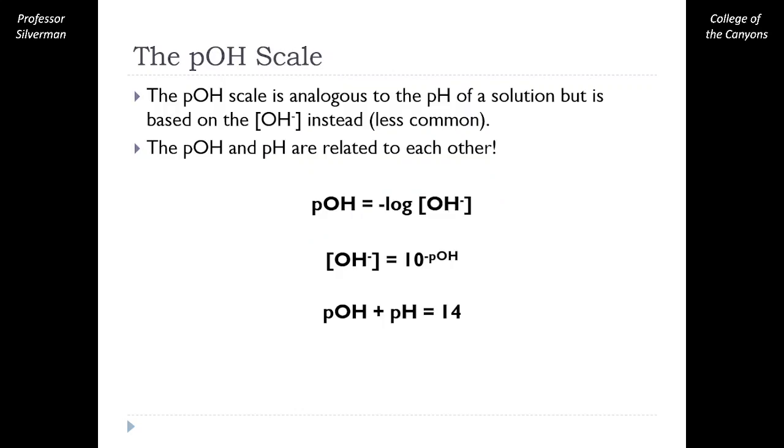We have one more scale that we can introduce. This is the pOH scale. It is completely analogous to the pH scale, except it's the opposite. It's based on our amount of hydroxide instead. For pOH, the pOH of acids is going to be bigger than 7. And for our bases, the pOH is less than 7. It's exactly the upside down version of pH.